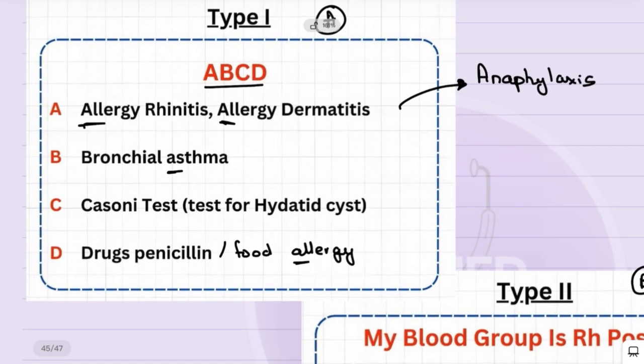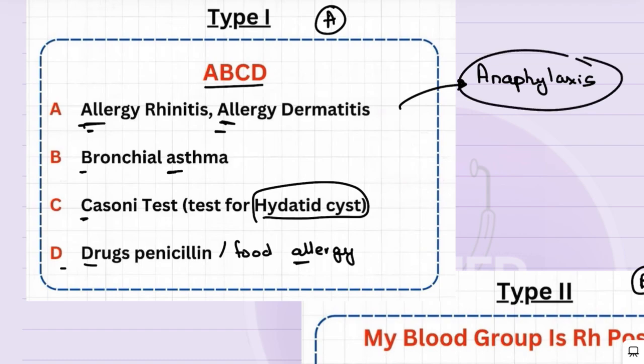So A is allergic rhinitis, allergic dermatitis, B is bronchial asthma, C is Casoni's test for hydatid cyst, D is for drugs like penicillin or food allergies. And there is also anaphylaxis in the A.